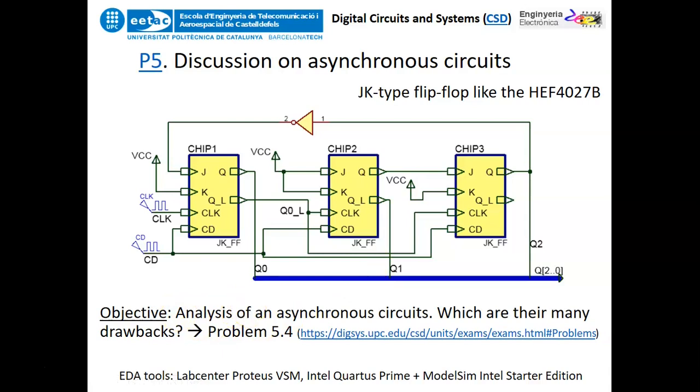So the objective is to analyze this kind of asynchronous circuit, all right? And try to discuss which are their main drawbacks, okay? Why we are not going to follow this line of designing in this ordered way, you may say, and why we will switch to standard and canonical finite state machines where every single flip-flop is run by means of a synchronous clock. So why all this discussion here? That's the point. All right.